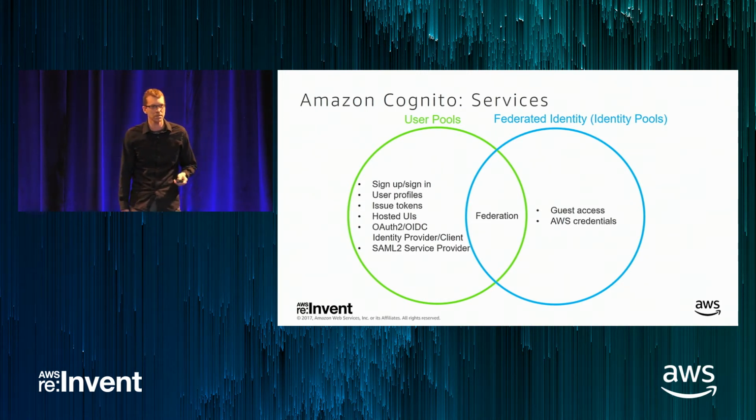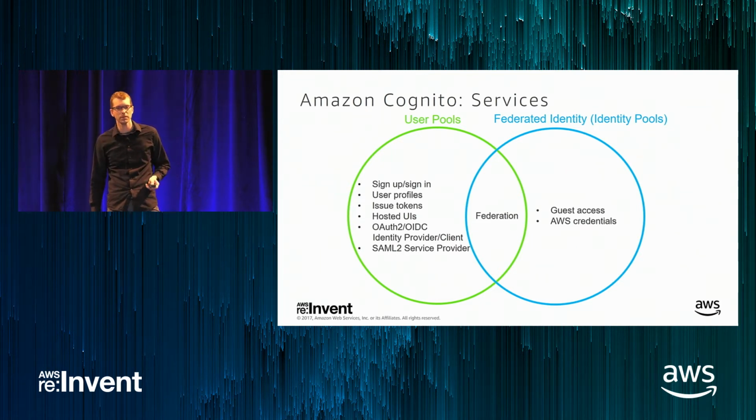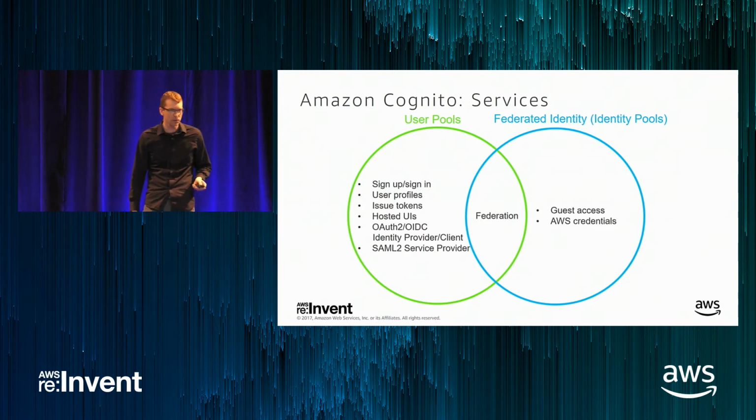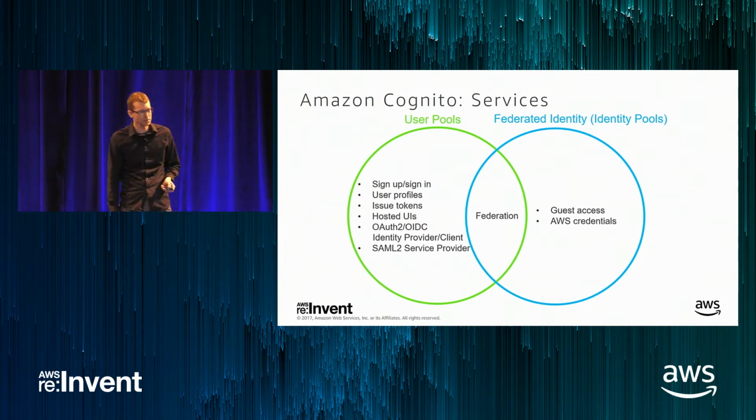For the duration of this presentation, I'm going to refer to federated identity as identity pools. If you use user pools, you get that sign up and sign in functionality with user profiles and OIDC, OpenID Connect tokens. We give you hosted UIs to get started quickly, and we support various standards there. With federated or identity pools, if you need anonymous guest access to your AWS resources, and you need AWS credentials, that's what you use. But between the two of them, we offer federation.